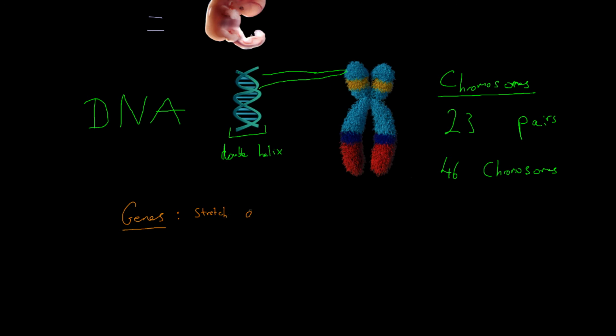So a stretch of DNA is a gene, and that stretch of DNA encodes a particular characteristic. Okay. For example, let's say I had this blue section here. This blue section may code for hair color.